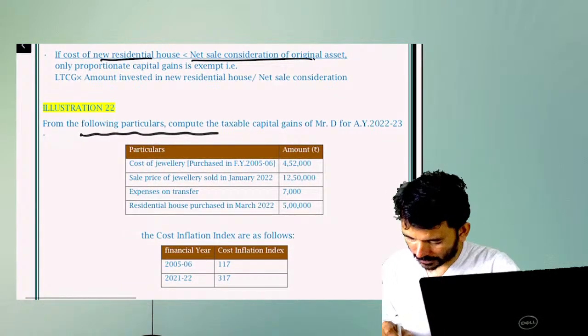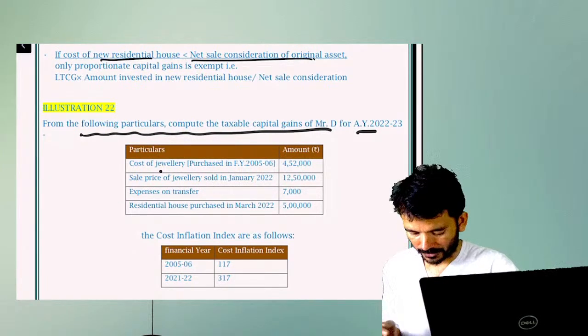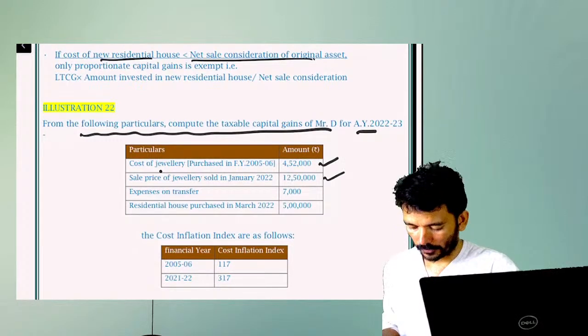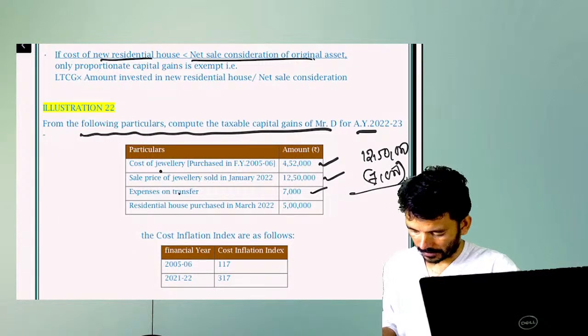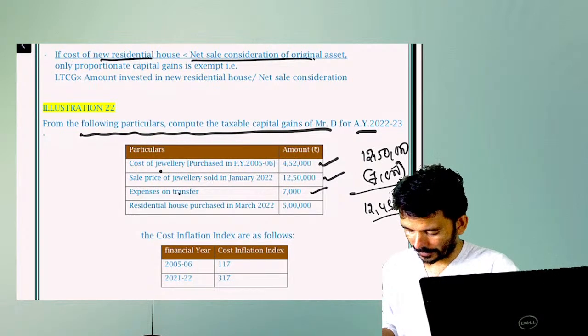The following particulars, compute the cost of jewelry, same example. I didn't read the question, but I gave the same example. Jewelry, someone purchased it for 4,52,000. They sold it for 12,50,000. Expenses 7,000. So you know by now 12,50,000 is the sale consideration, 7,000 is the transfer expenditure. I'll deduct that. How much? 12,43,000 net consideration.